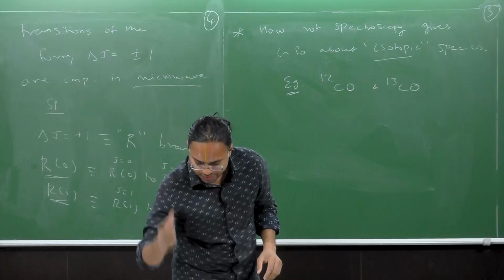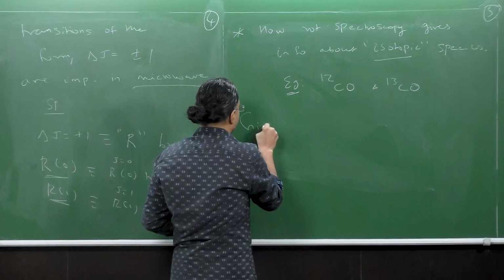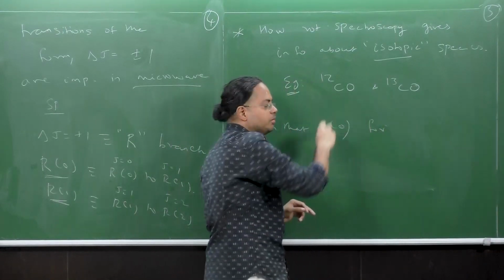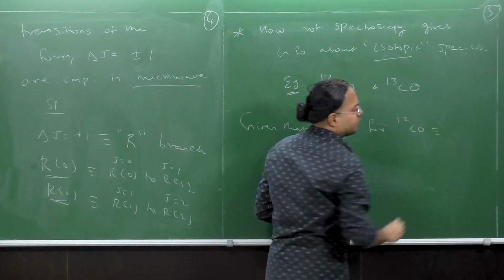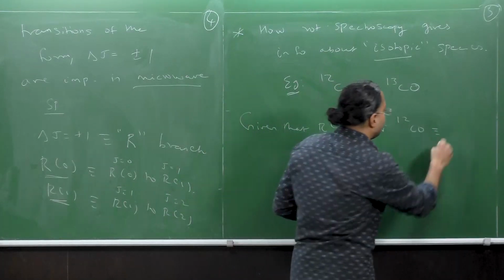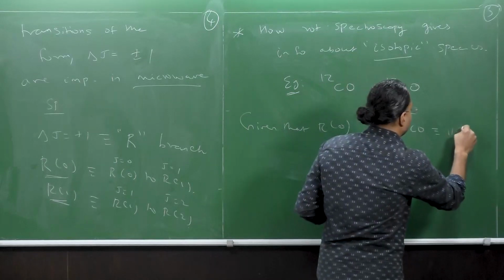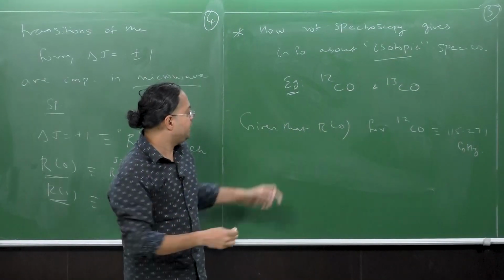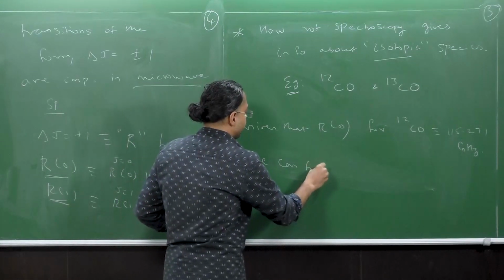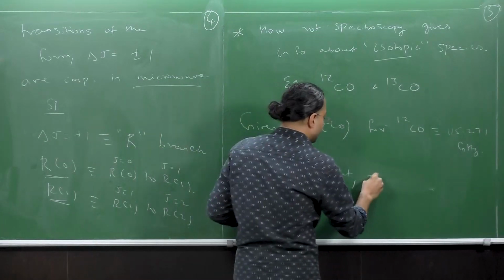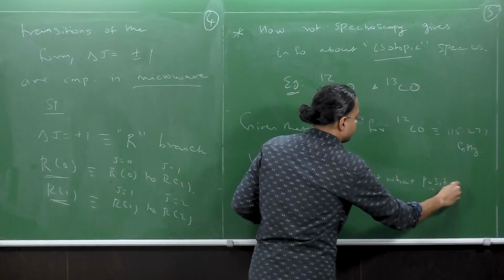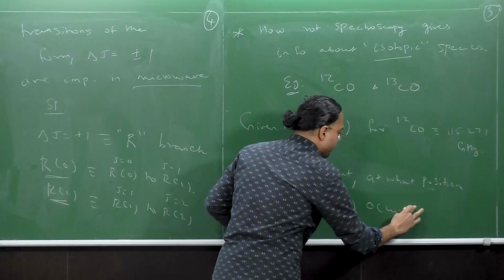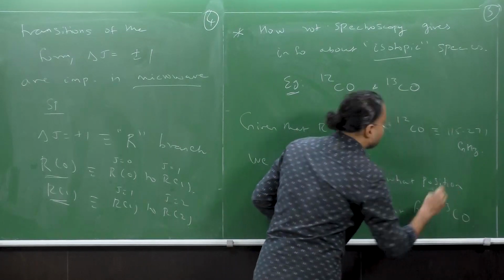For example, let's say that the R0 transition for the 12 carbon monoxide isotope happens at approximately 115.271 gigahertz. Okay, right? Now, from this, we can find out at what position the R0 will occur for 13 carbon monoxide. We'll see how this is done.